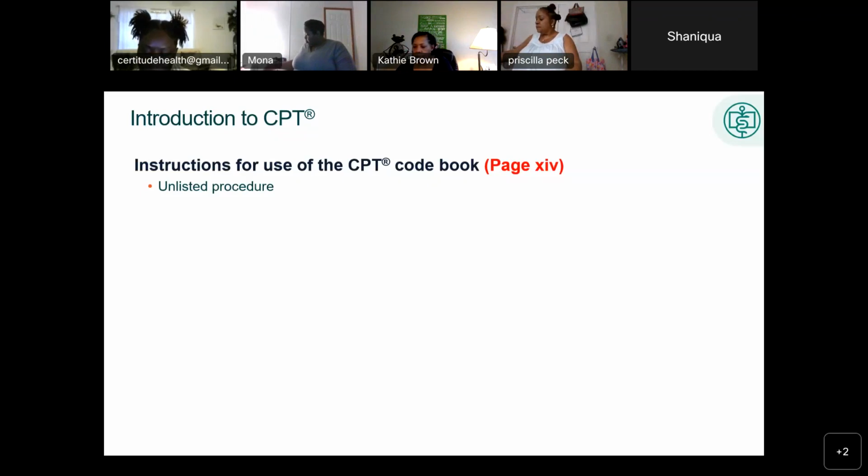The book is also broken out by, let me see. Turn to page, and I know the slide says one thing, but turn to page Roman numeral 13, which would be XIII. And it should say introduction at the top.